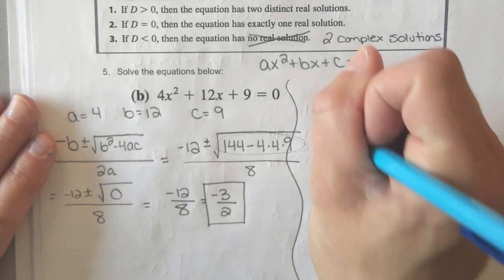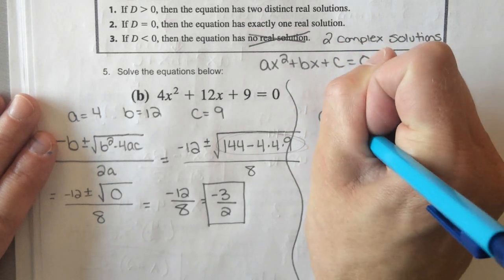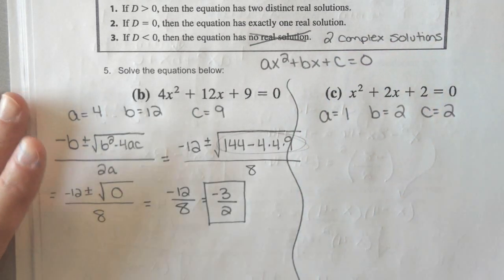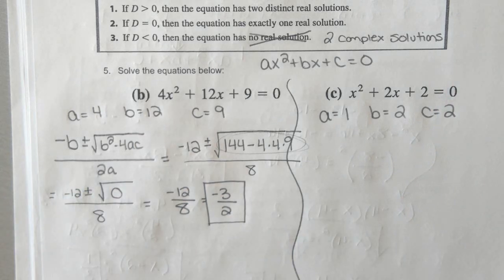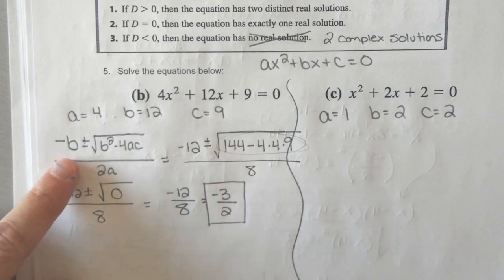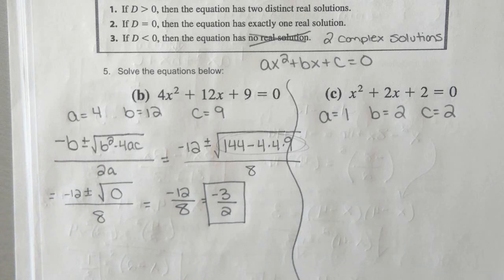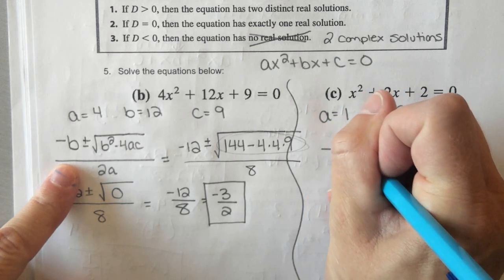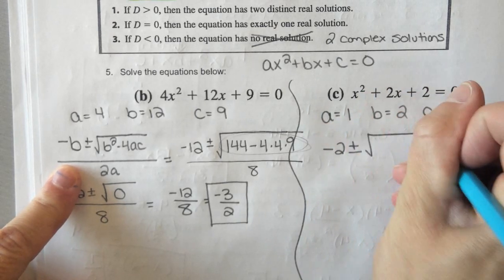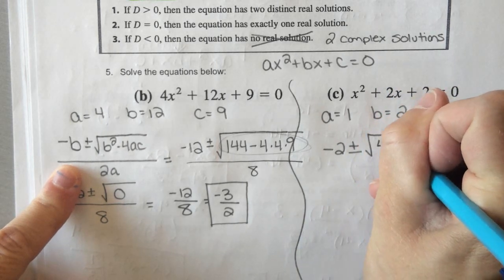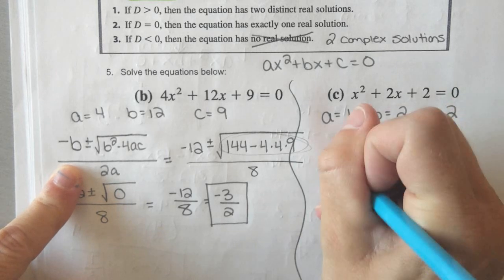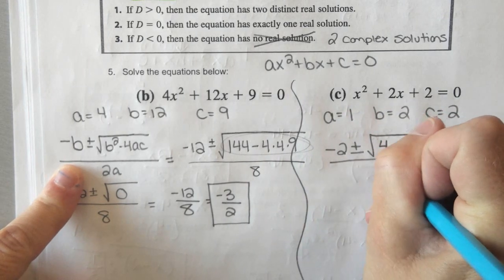C. What's my A? What's my B? What's my C? 2. Okay, so we're going to plug in. Again, same formula. If you don't have it memorized, again, I would write it first every single time. Opposite of B, plus minus square root of B squared minus 4 times A times C, all over 2 times A.